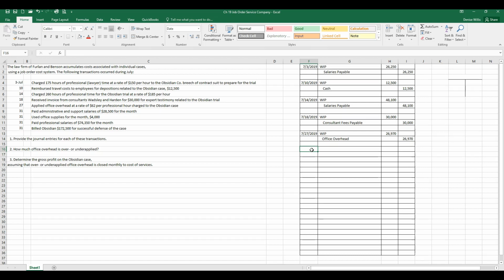We have 4 transactions on the 31st. Let's cover the first one first. Okay. It says we paid our administrative and support salaries of $28,500 for the month. This is administrative and support salaries. In our service business, this is all going to go into overhead. This is an actual overhead cost. So let's debit office overhead. And it says we paid them, so there's not a payable here. We are actually out the cash in this case. And what was the amount? $28,500.